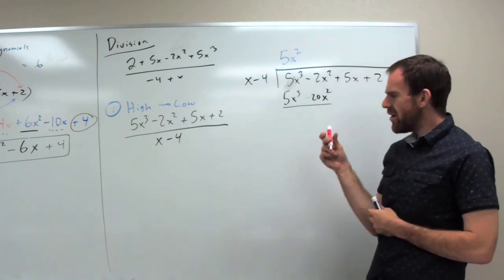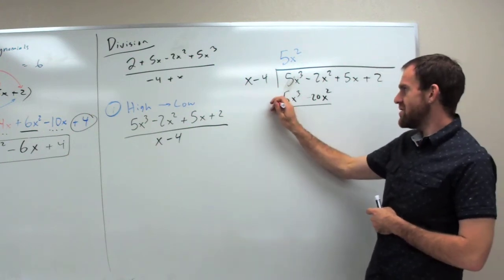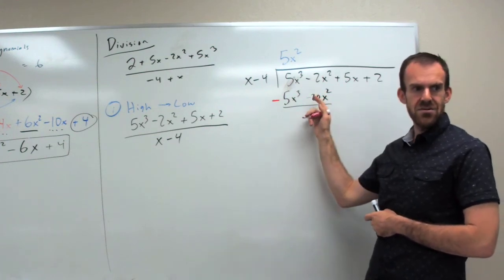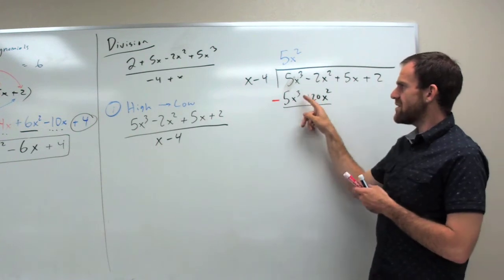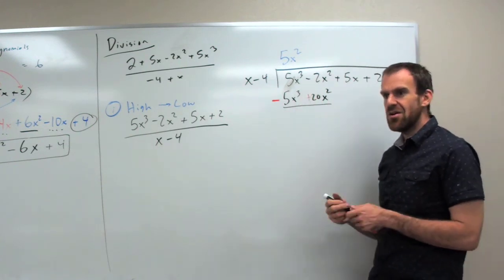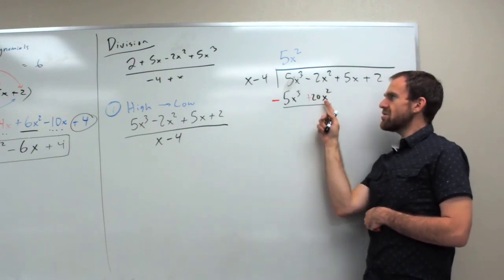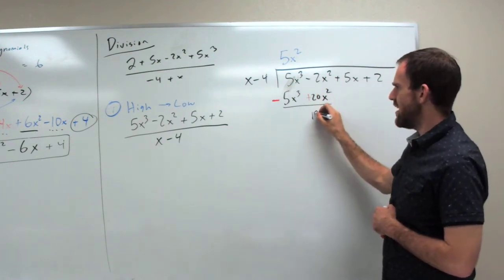So what I'm requiring you to do is to get a different color pen and change the sign. If this was positive, it becomes negative. This was negative, so it becomes positive. 5x cubed minus 5x cubed is 0. If you don't get 0, you did it wrong. Negative 2x squared plus 20x is, well, 20 minus 2 is 18.